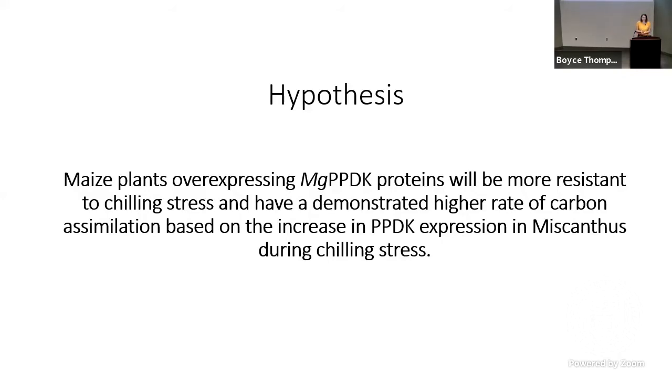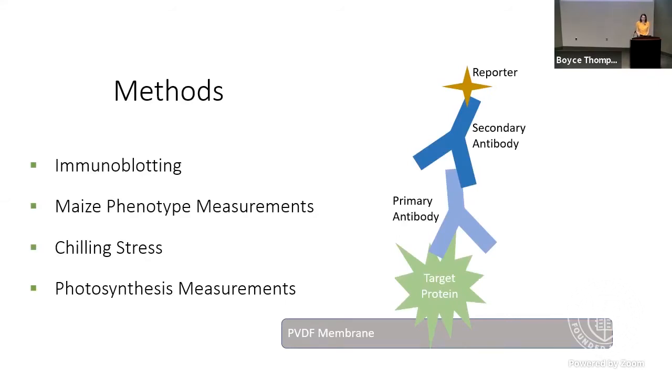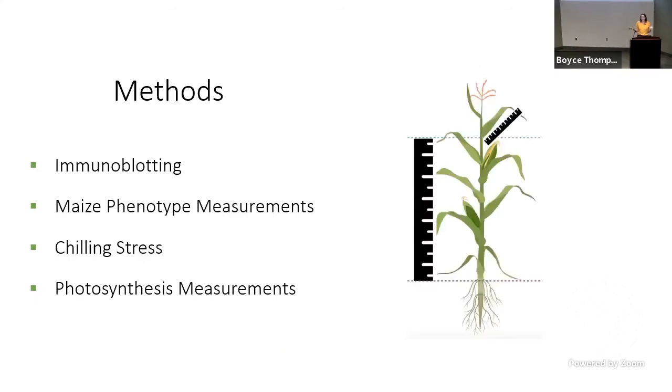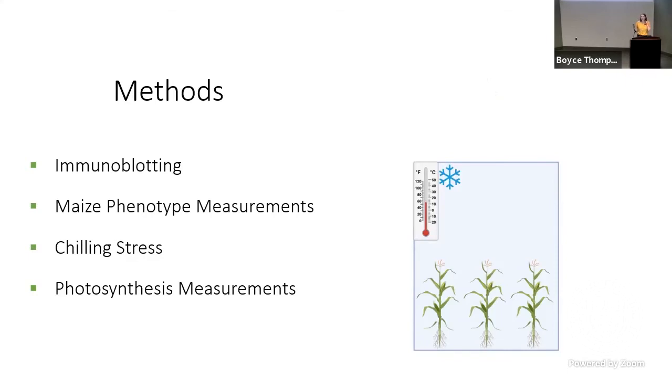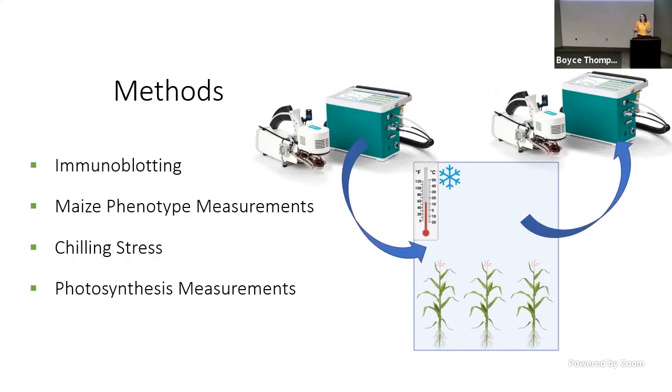So in order to address this question, I used a few different methods. One is immunoblotting. Basically the idea is that we can detect a protein of choice with a primary antibody and then detect that primary antibody with a secondary antibody. And the secondary antibody has a signal that allows us to visualize its binding. So that's the little yellow star. I also took maize phenotype measurements, so height and leaf length and leaf width and things like that, in addition to performing chilling stress experiments, so putting the maize in colder temperatures. And then, as I mentioned, you can get A-Ci curves using a machine called a LI-COR. And so I also performed photosynthesis measurements.